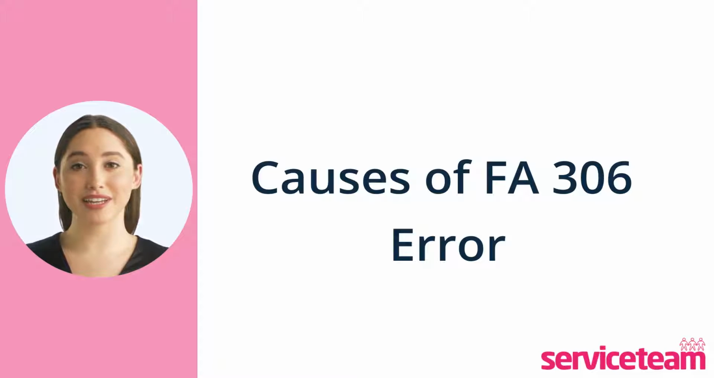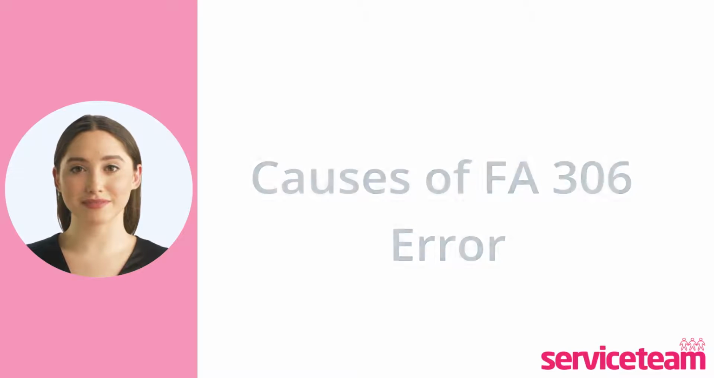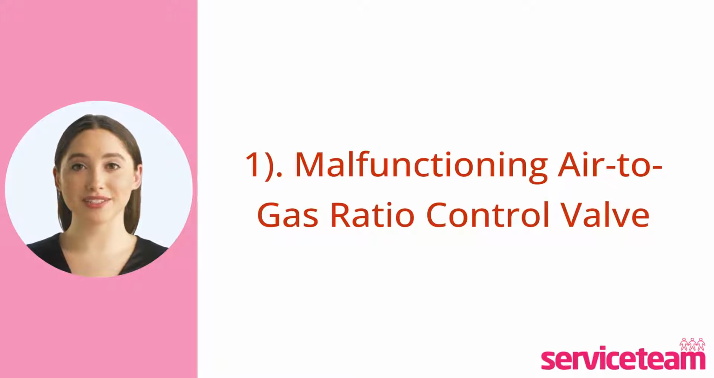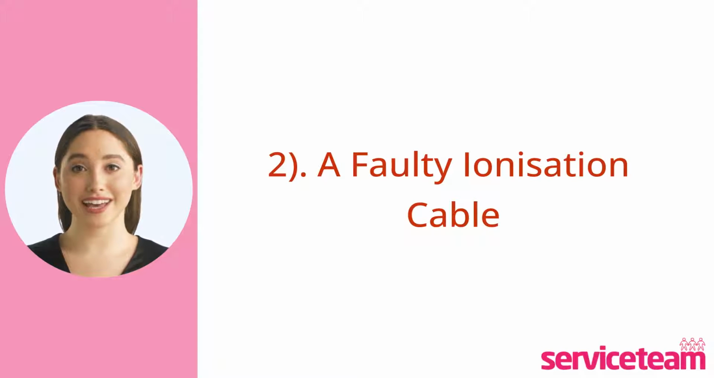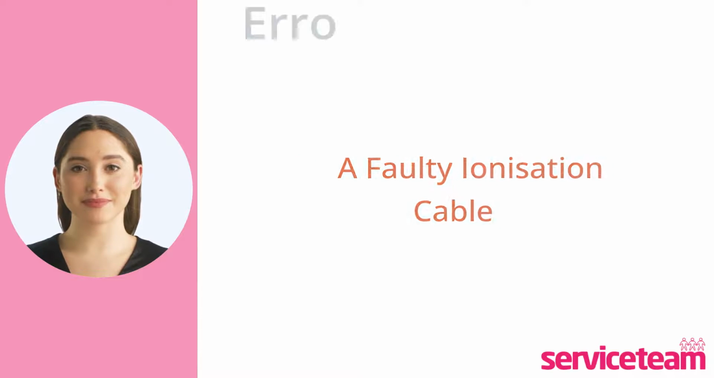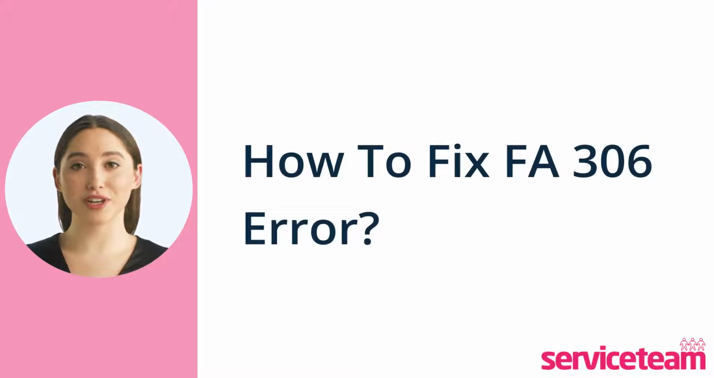Well, this error can occur for two main reasons. First, because of a malfunctioning air-to-gas ratio valve, which is responsible for regulating the precise flow of air and gas in the combustion process. Or a faulty ionization cable, which is responsible for detecting the presence of a flame by monitoring the ionization current. But don't worry, we've got a few tricks up our sleeve to troubleshoot this issue.